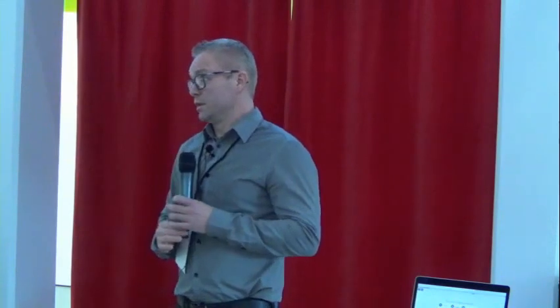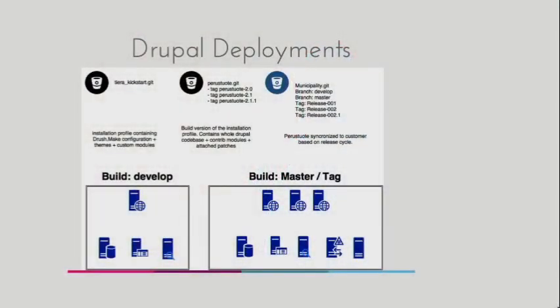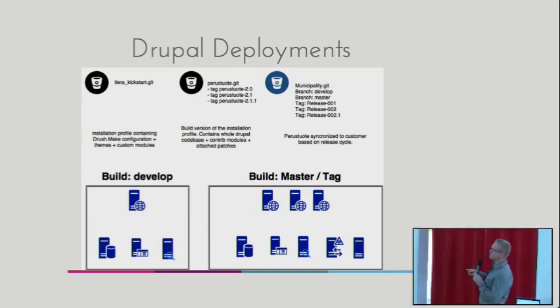Then we know exactly which version is going to which municipality site. Then we have the municipality sites, per municipality their own Git repository, with a develop branch, a master branch, and also tags. Every time we release a new version, we tag it, so that we know which version from the master branch is released on production.